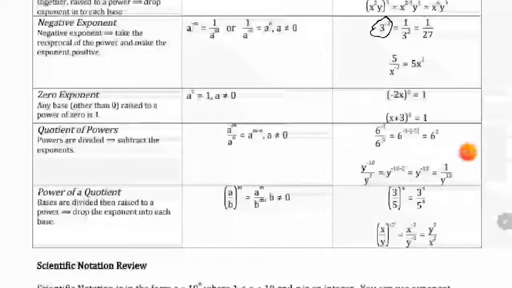X over y to the negative second power is x to the negative second, y to the negative second. And then we don't like having negative exponents, so we just flip them over and make the exponent positive. So y to the negative second was the denominator, now it goes to the numerator. X goes back to the denominator.